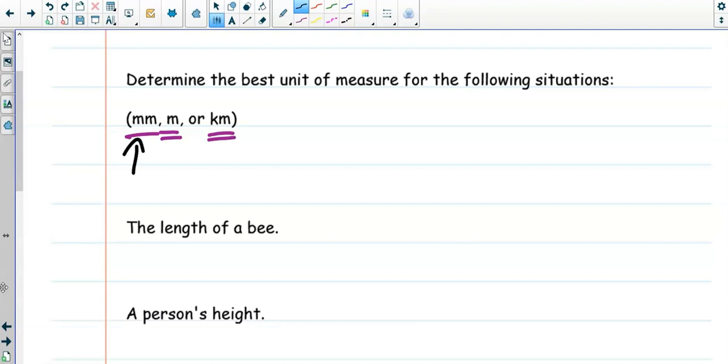Or it might be like, here is some object and you want to talk about its area. Okay? Would you measure that in millimeters squared, meters squared, or kilometers squared? Things like that. So it's really talking about, do you use a small measurement, a medium measurement, or a large measurement? Think about those things.